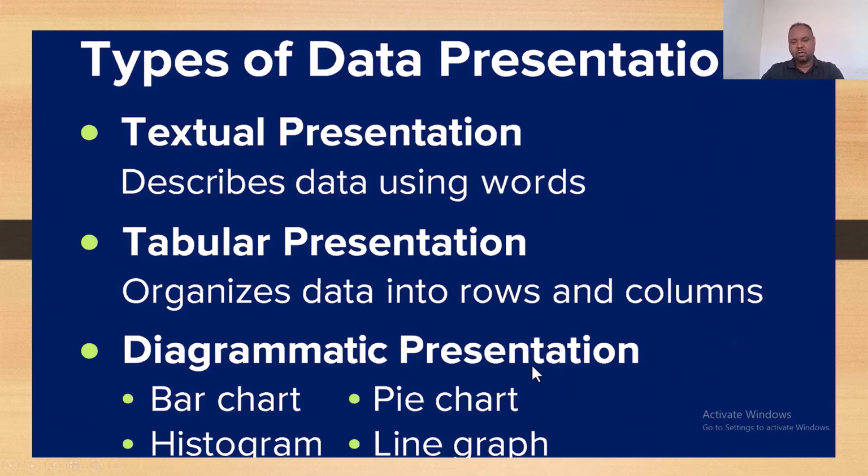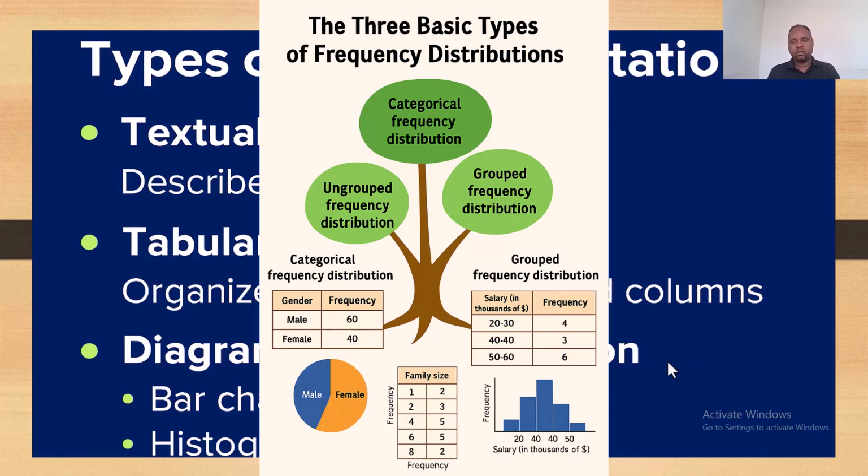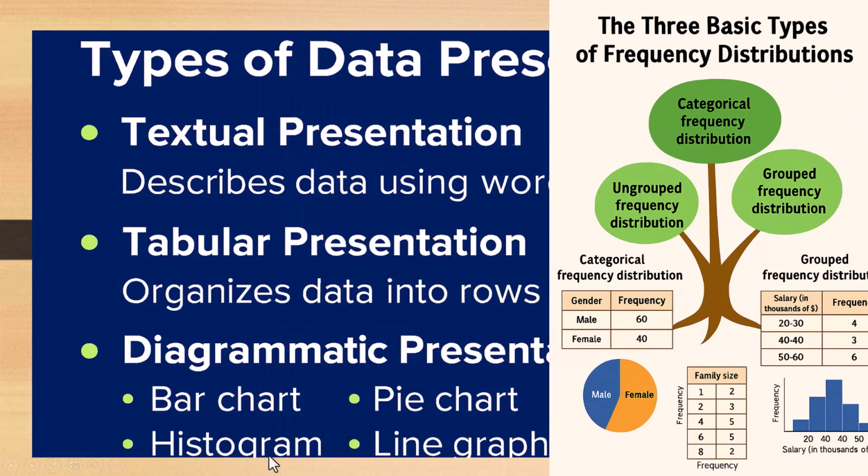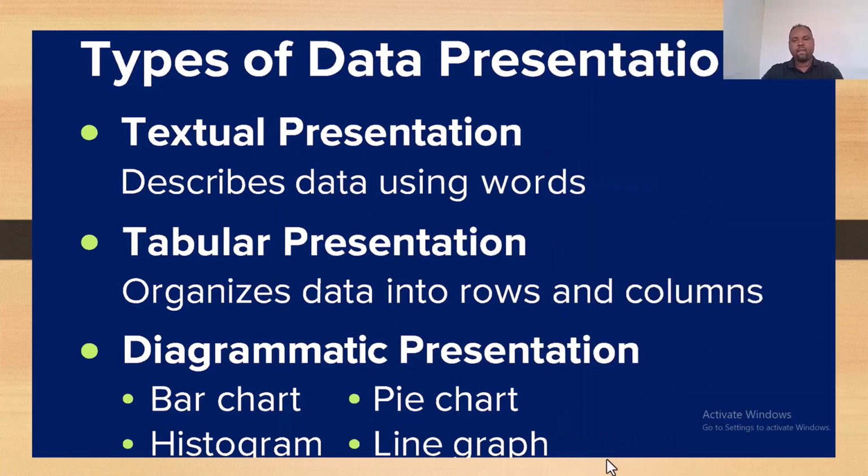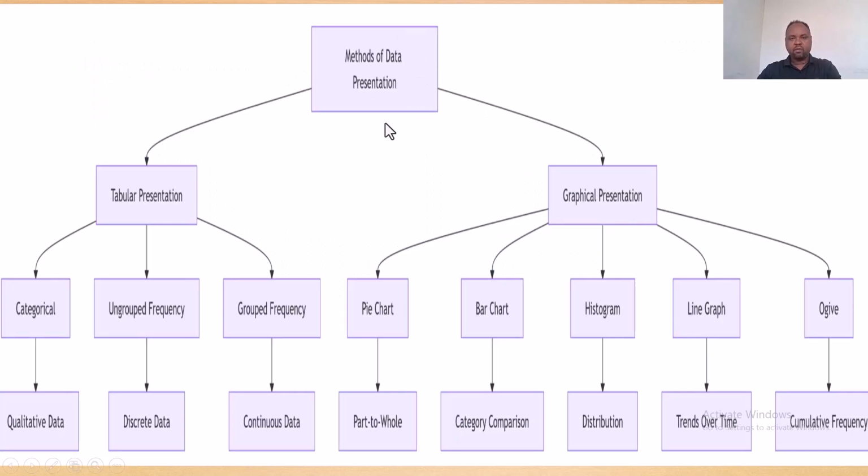The third is diagrammatic presentation, meaning displaying the data graphically, diagrammatically, such as using a bar chart, pie chart, histogram, line graph, frequency polygon, ogive, and much more. In this session, we will focus on the last two types, tabular presentation and diagrammatic presentation, as textual presentation is a common one. In statistics, we have two methods of data presentation: tabular presentation and graphical presentation.